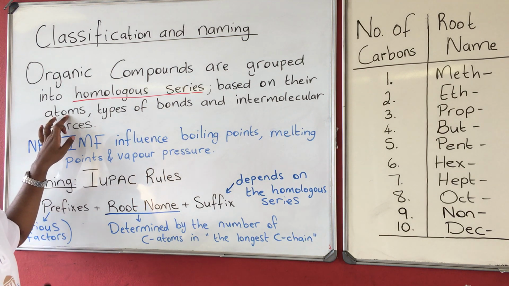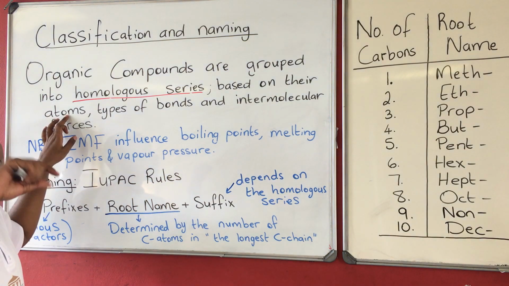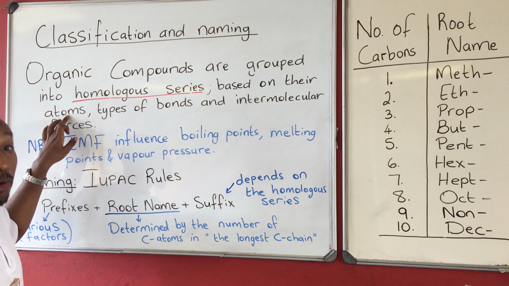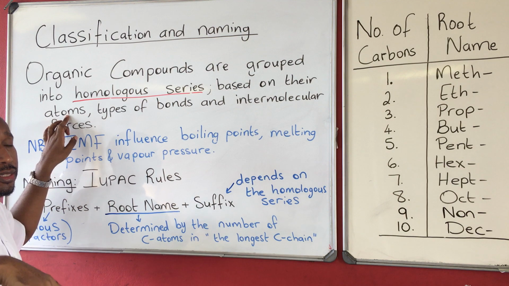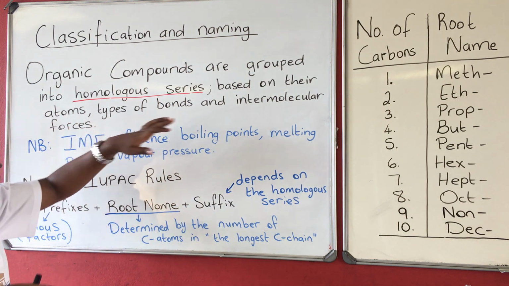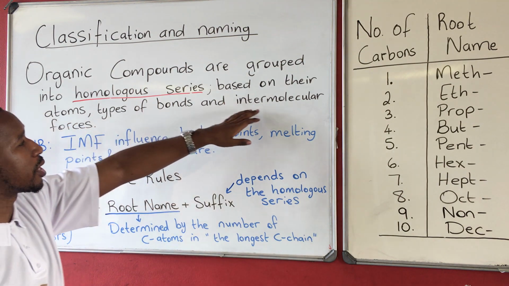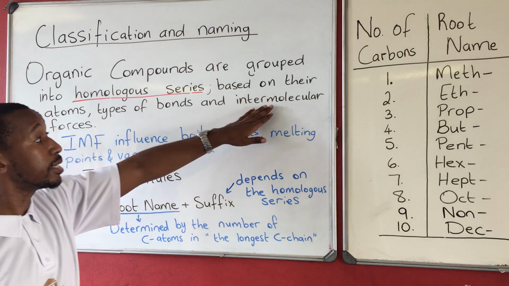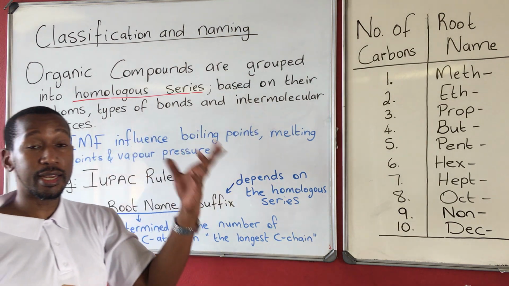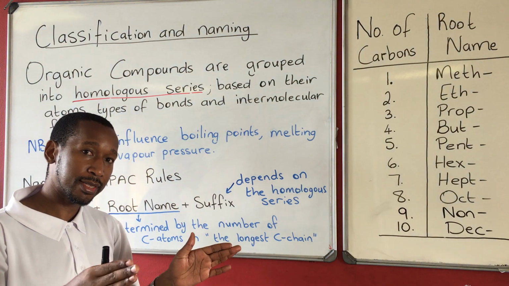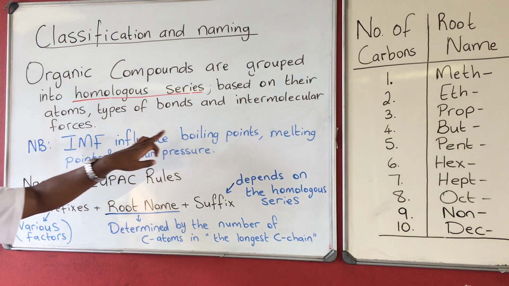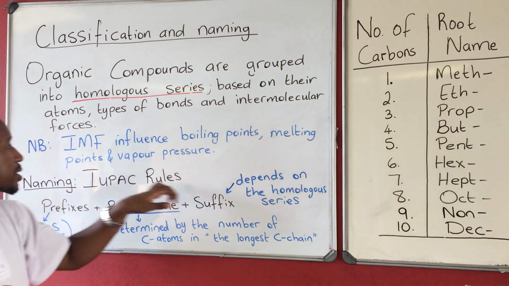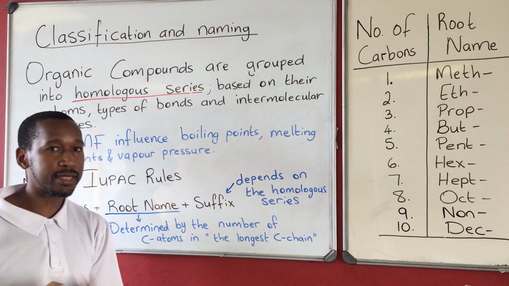So what types of atoms do they have? Do they have carbon? They will have carbon. Do they have oxygen? Do they have halogens, chlorine, bromine, fluorine, and all those other ones? Or what type of bonds do they have, as well as intermolecular forces? The intermolecular forces part is going to be central because there are questions that are based on that, because intermolecular forces influence the boiling points, melting points, as well as vapor pressure of these substances.